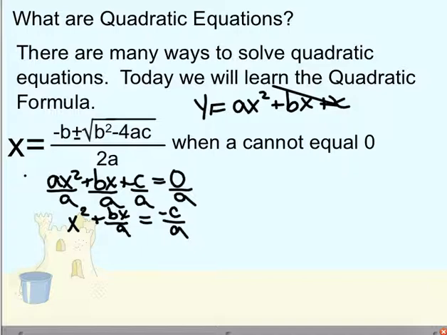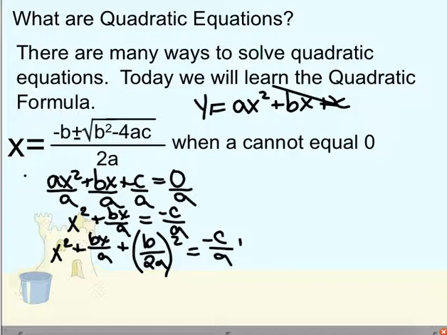Now we can complete the square, but remember how we do this. We need to take this b term, divide it by 2, square it, and add it to both sides, which means I'm going to get x squared plus bx over a plus, I'm going to say I need b over 2a, so that's my half of b over a, and I'm going to square it. I'm going to add that to each side. So negative c over a plus b over 2a squared.